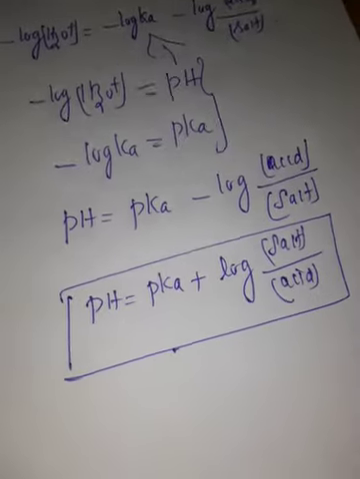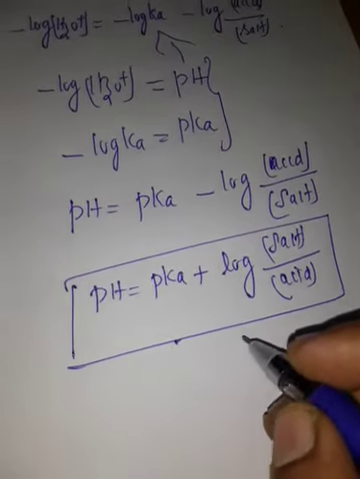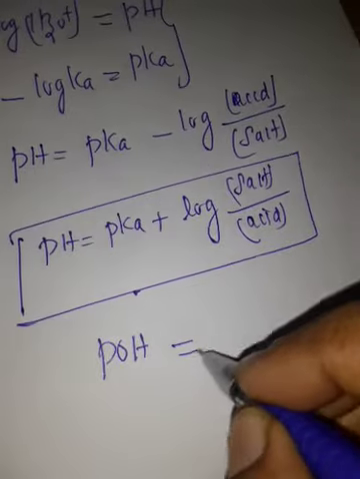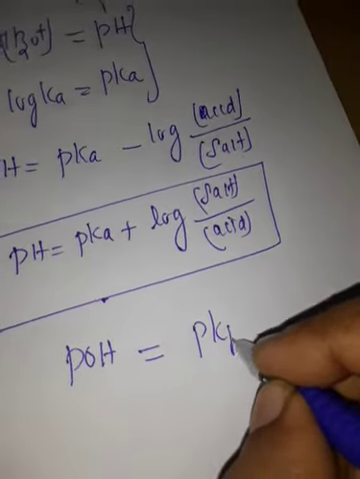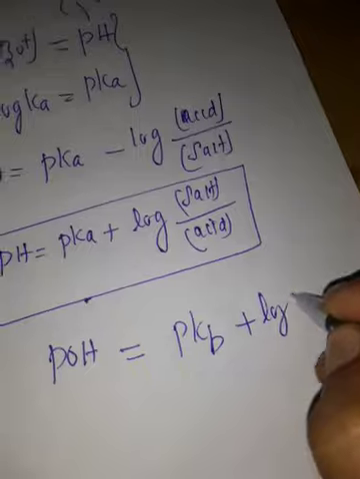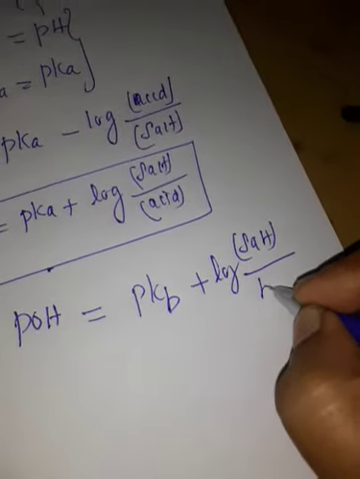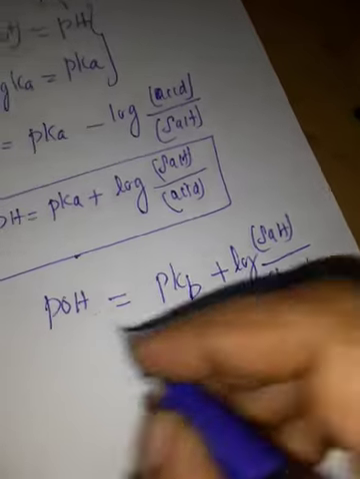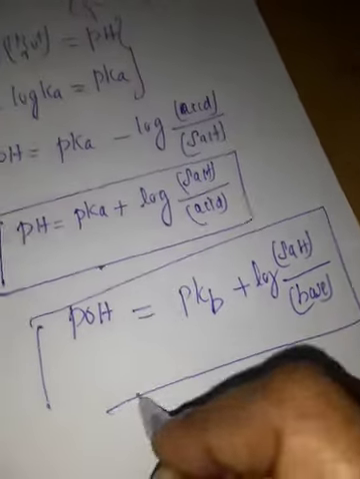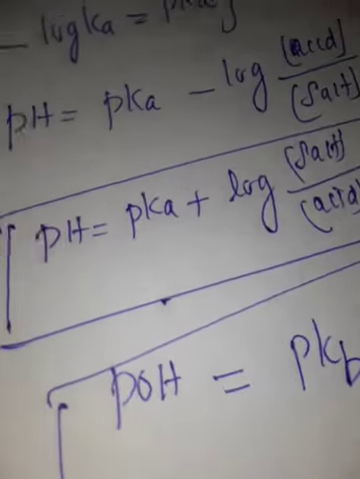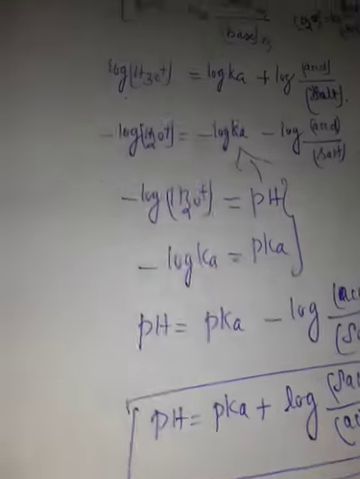This is for an acidic buffer. For a basic buffer, pOH equals pKb plus log salt concentration by base concentration. So this is the Henderson-Hasselbalch equation. Very simple only.